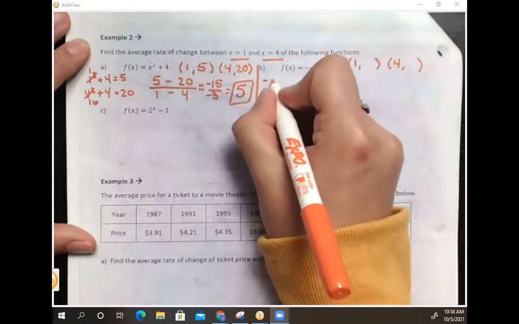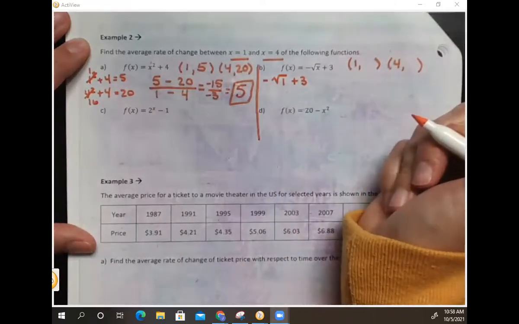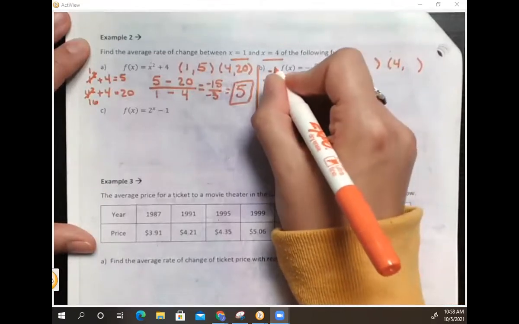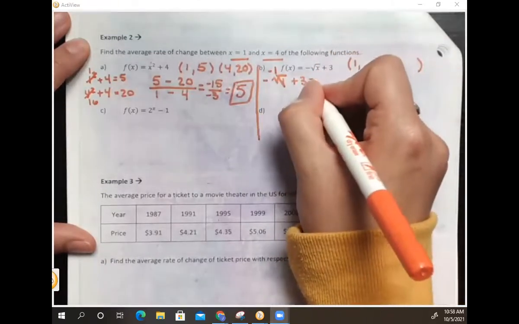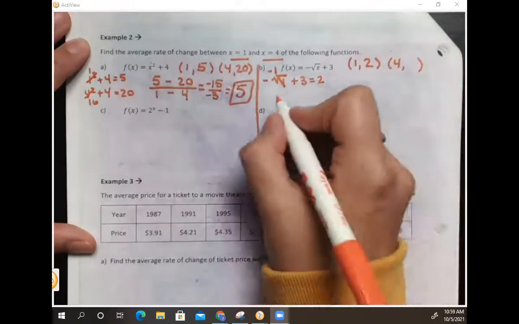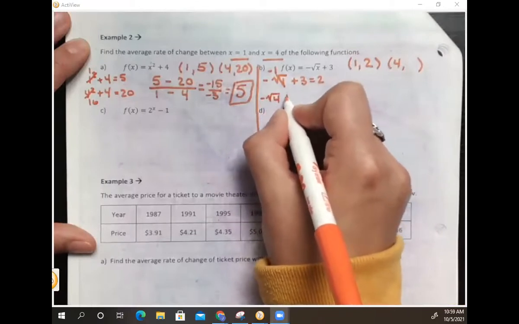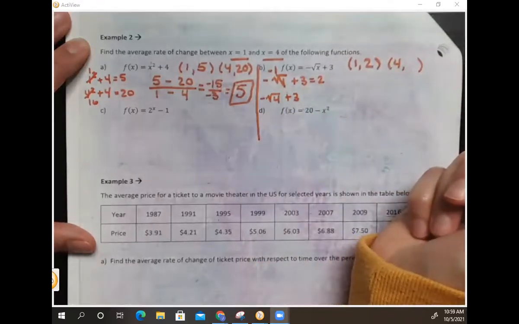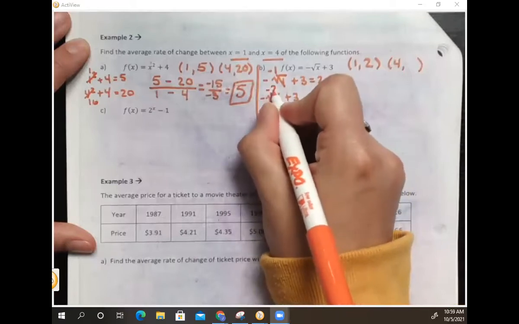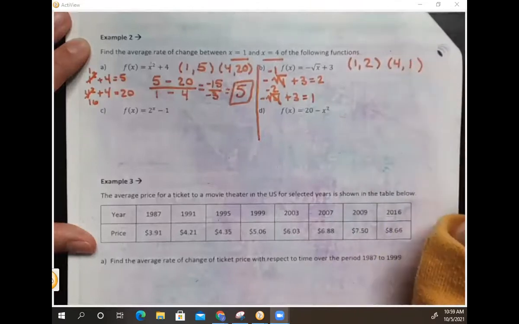So this would be negative square root of 1 plus 3. What's the square root of 1? 1. So make that negative, and we've got negative 1. Negative 1 plus 3 is 2. So I have the point 1 comma 2. And then I'm going to plug in 4. So negative square root of 4 plus 3. What's the square root of 4? 2. Make it negative, and I get negative 2 plus 3. That gives me 1. So 4 comma 1 is my other point there.